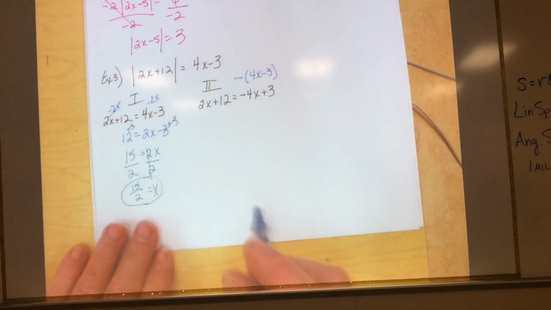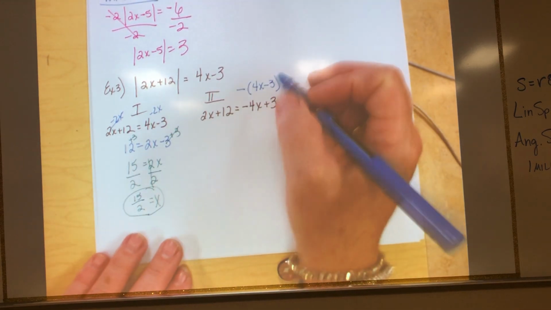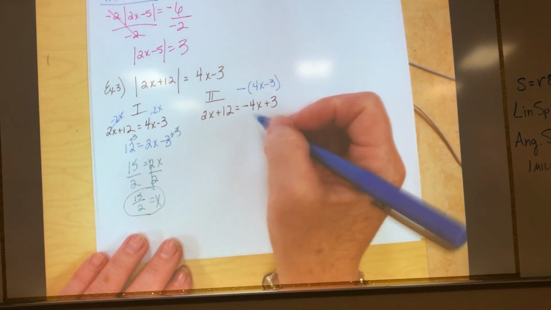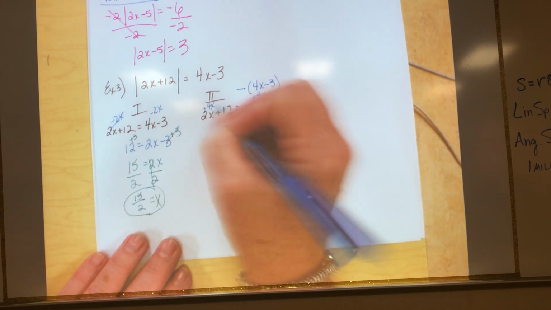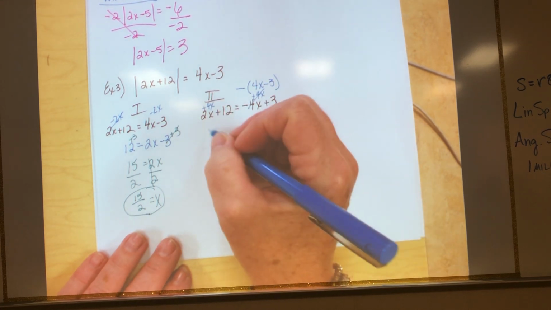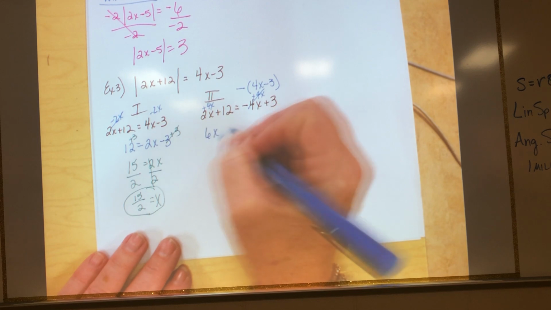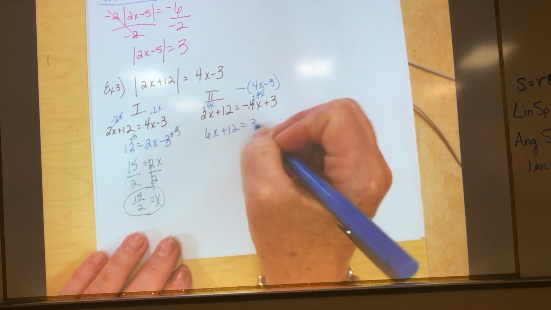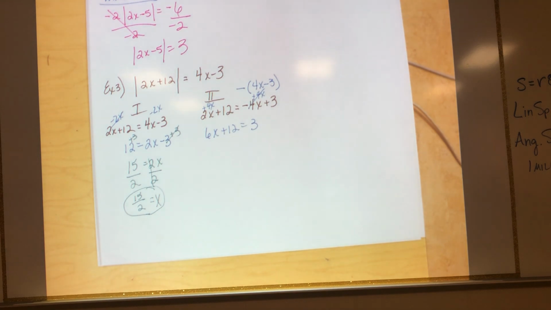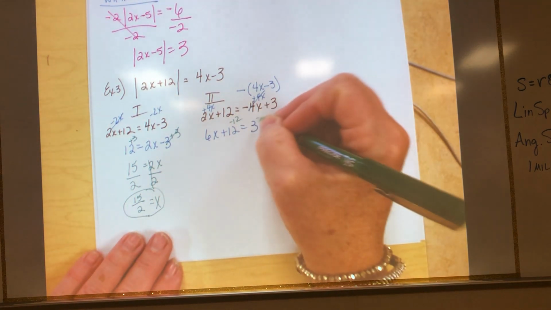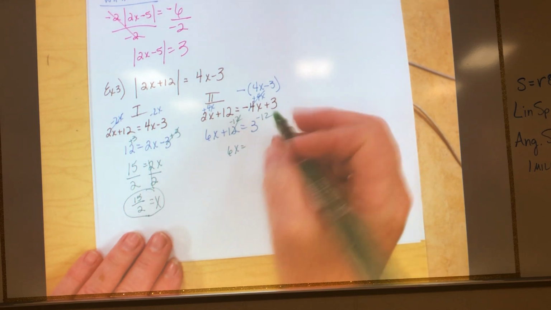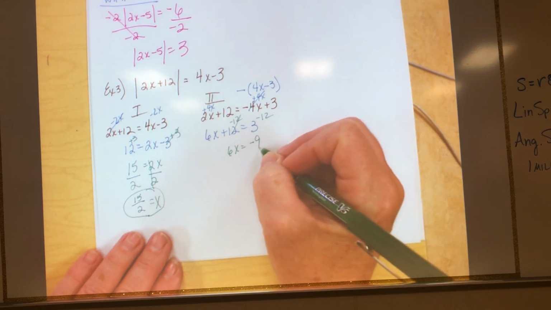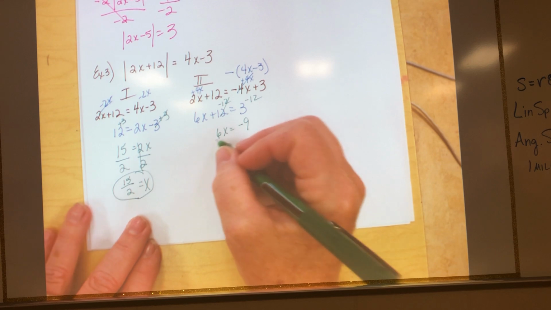Going to do the same thing. I'm going to add my 4x though, because I'm going to put them over here. So plus 4x and plus 4x. So 2x and 4x make what? 6x plus 12 equals 3. Now what are we going to do? Subtract 12. So now 6x is equal to, what's 3 minus 12? Negative 9. Now what am I going to do? Divide by 6.